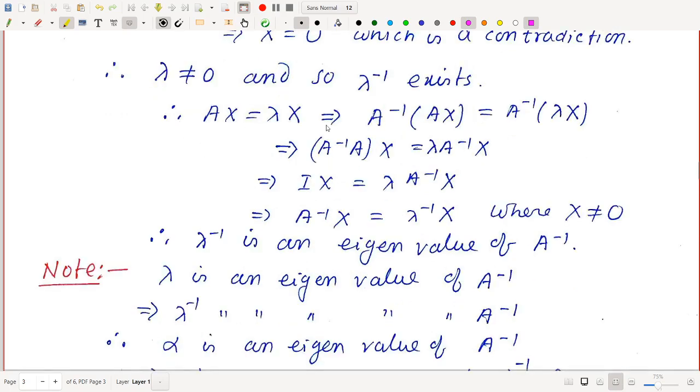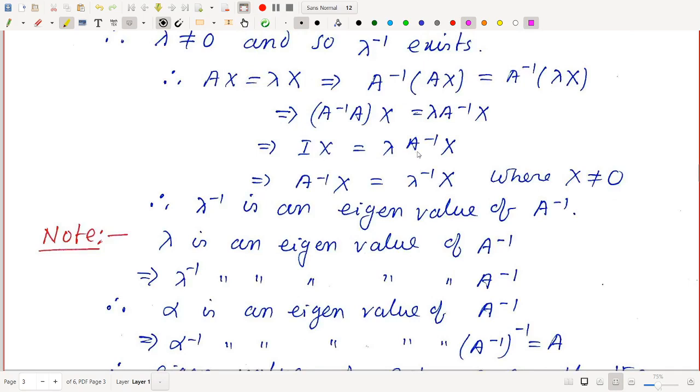Now we have Ax equals lambda x, and we multiply both sides by A inverse: A inverse Ax equals A inverse lambda x. Matrix multiplication is associative, so we can take A inverse A in one bracket. That will be Ix, and Ix is again x. Here lambda is a scalar and can be taken out: lambda A inverse x. Taking this lambda to the other side, it becomes 1 by lambda, meaning lambda inverse. So lambda inverse x equals A inverse x. That is, A inverse x equals lambda inverse x, where capital X is a non-zero column vector. This says that yes, lambda inverse is an eigenvalue of A inverse by definition.